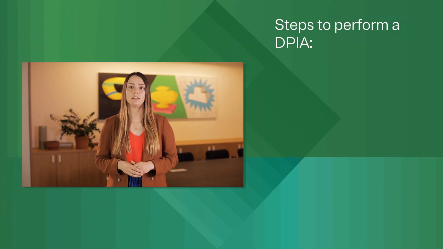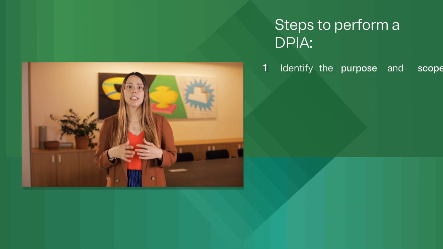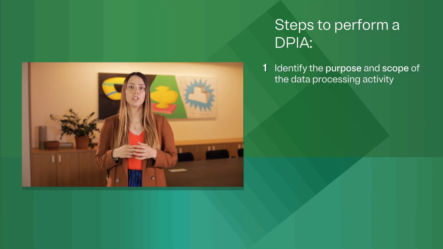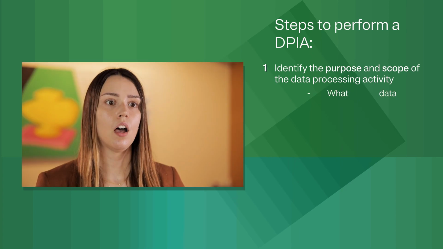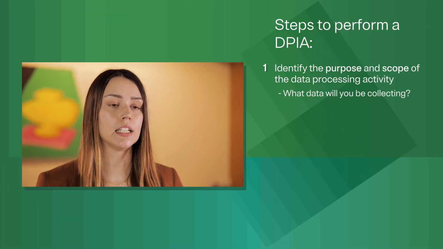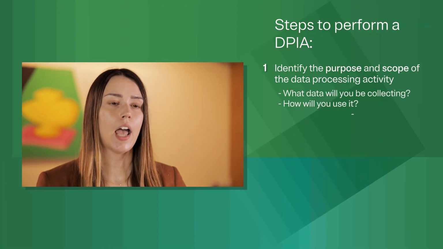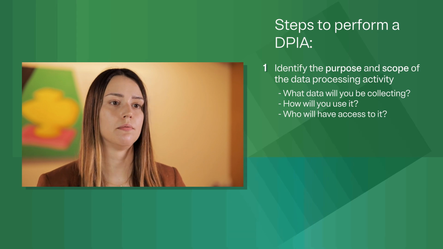There are several steps that need to be followed for you to perform a DPIA. First, you identify the purpose and scope of the data processing activity. What data will you be collecting? How will you use it? And who will have access to it?